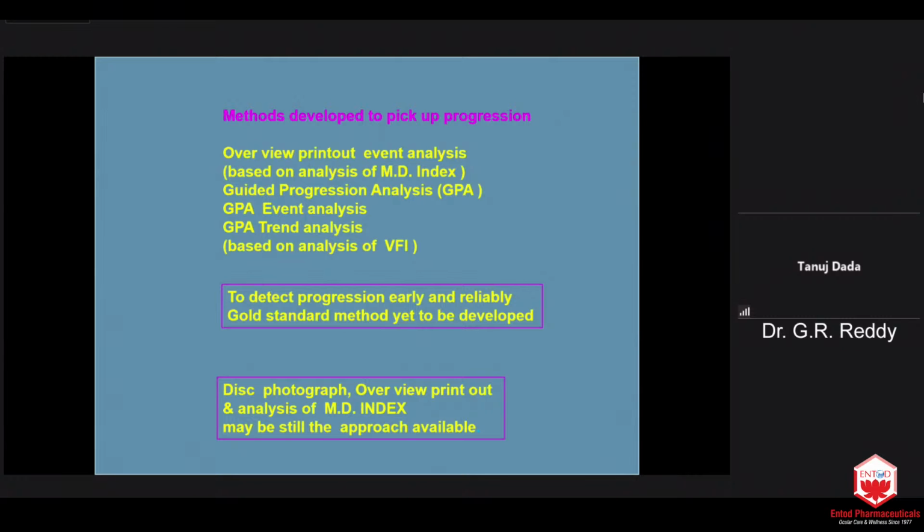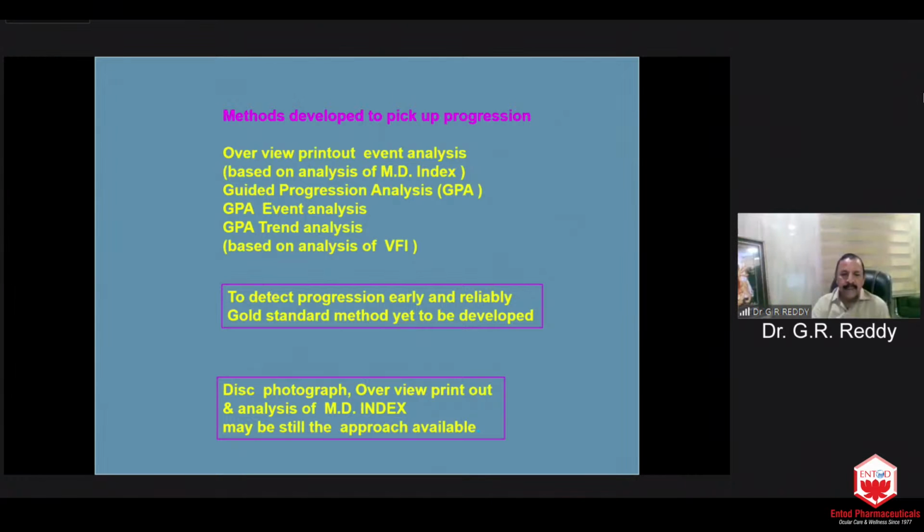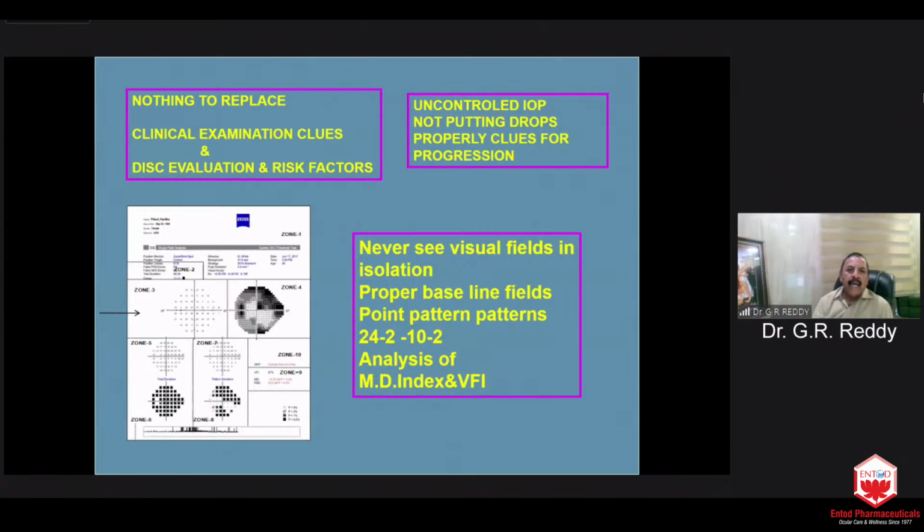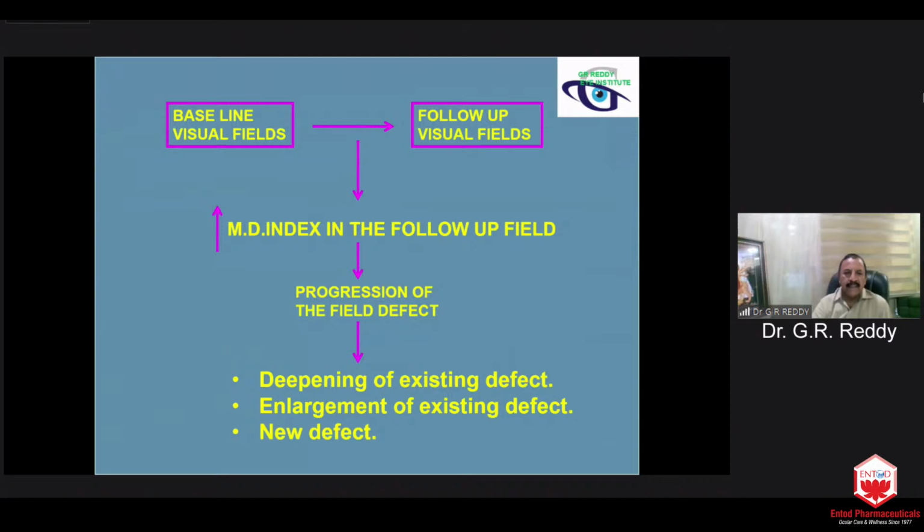There is no standard method to detect progression, and there is nothing to replace the clinical examination. So uncontrolled IOP, not putting the drops, they give the clue for progression. And never see the visual fields in isolation, always correlate with the fundus, always evaluate the risk factors and have a correct baseline.